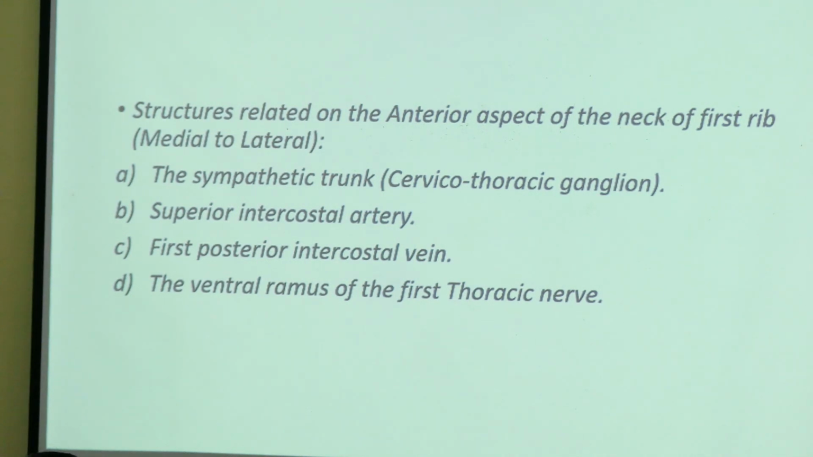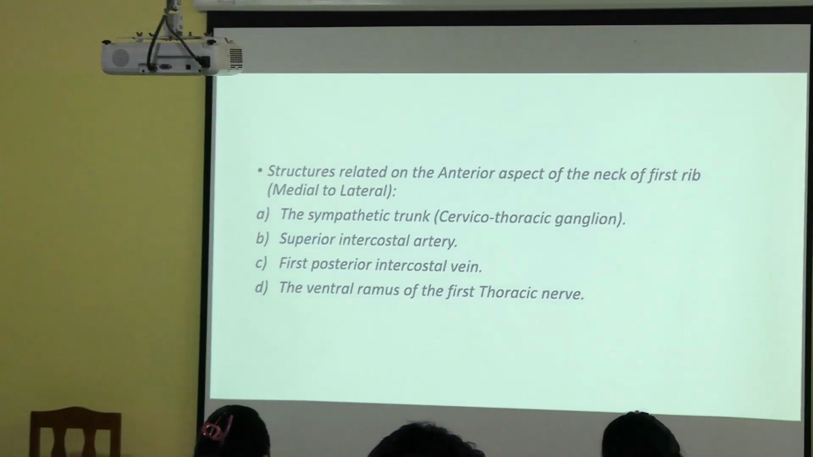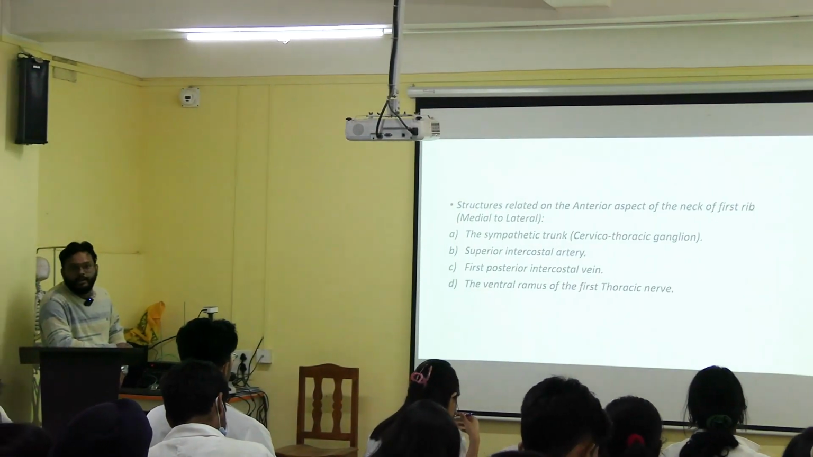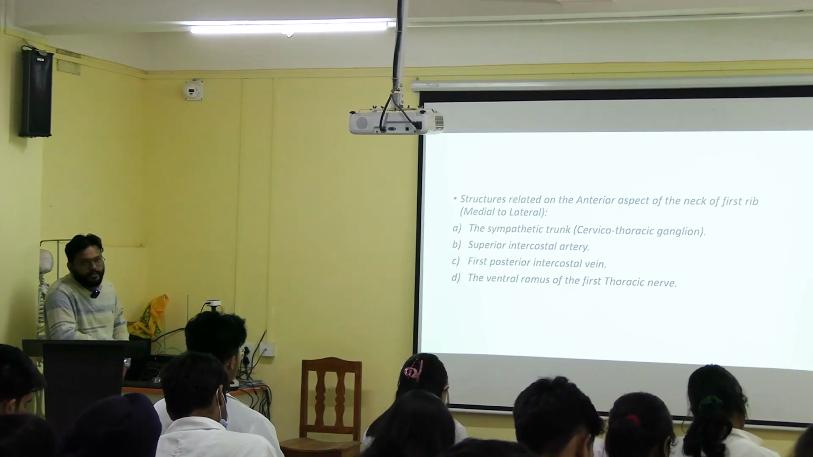थ्योरी के बाद समझ में आ जाएगा, ठीक है। The sympathetic trunk, superior intercostal artery, first posterior intercostal vein and the ventral ramus of first thoracic nerve. Mind this one, medial to lateral, अंदर की तरफ से बाहर की तरफ जाता है, medial to lateral.